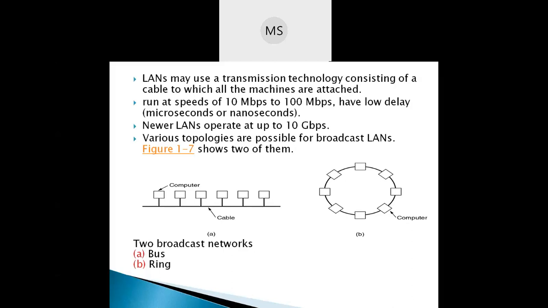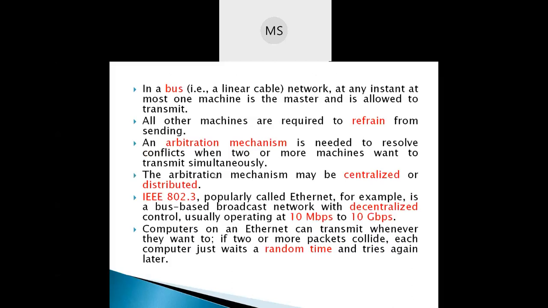Data loss can take place. To avoid that, we need some kind of arbitration mechanism to resolve the conflicts when two or more machines want to transmit data simultaneously. This arbitration mechanism may be centralized or decentralized, which we can also call distributed. But in IEEE 802.3, popularly known as Ethernet, this arbitration mechanism is a decentralized one.